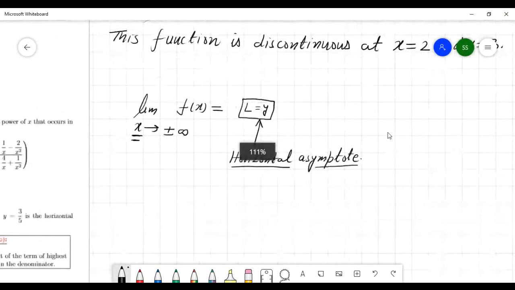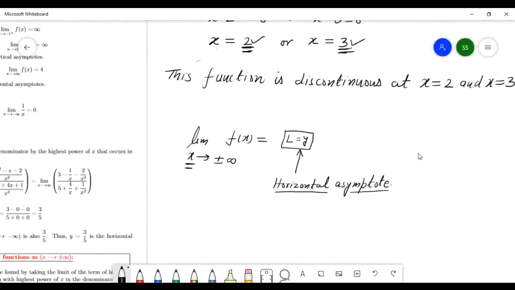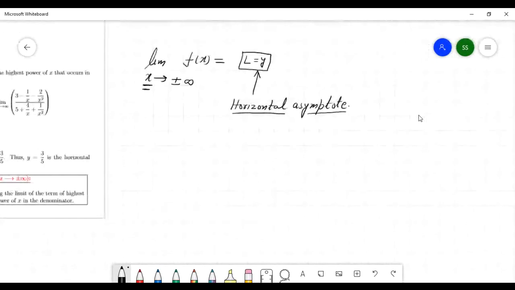Today I will stop here. Do you have any question? Just remember this definition. Whenever you see this limit, x goes to positive infinity or negative infinity, and the function goes to this number L, this number L means y is L, and this is called a horizontal asymptote.